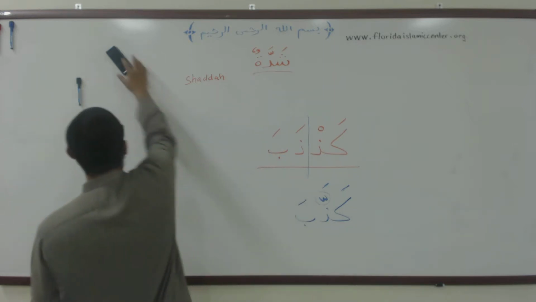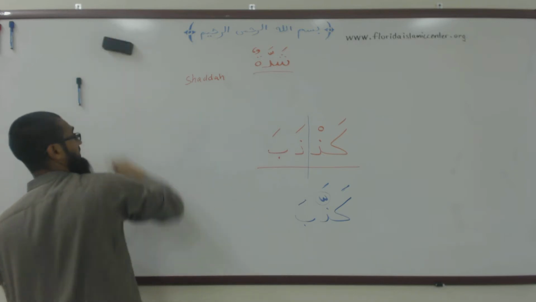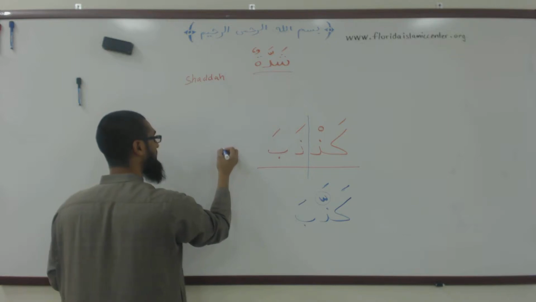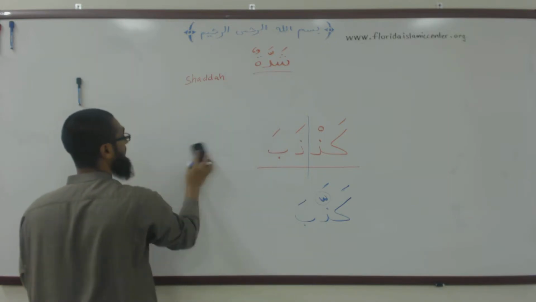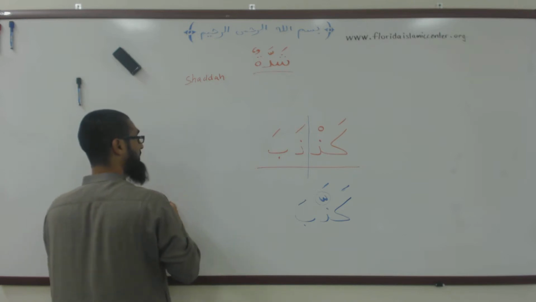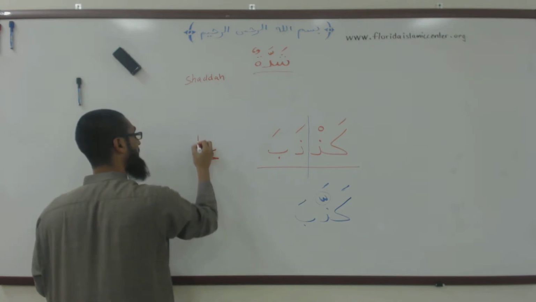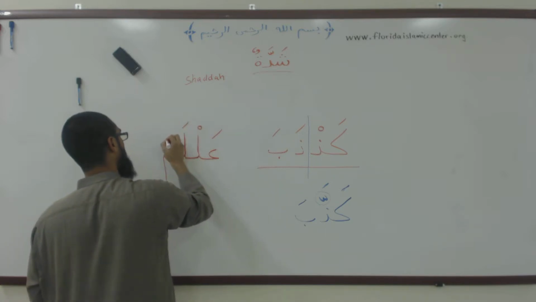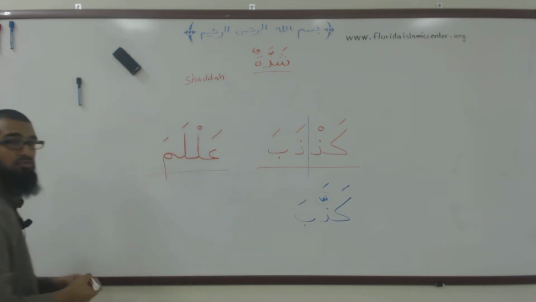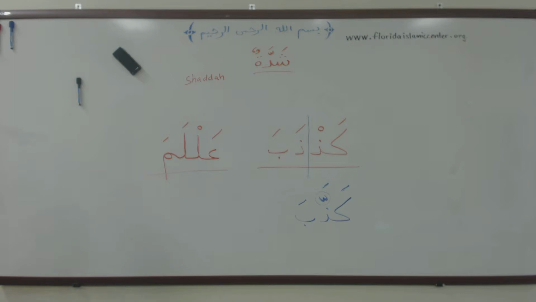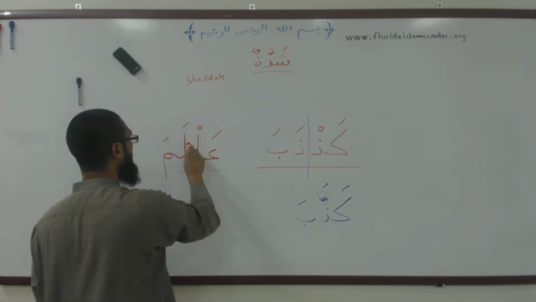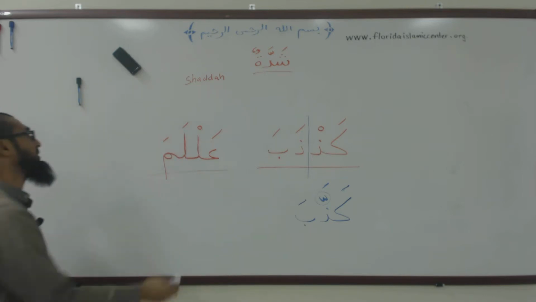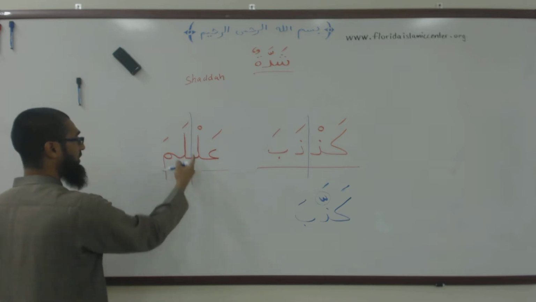Okay, let's do another one. I'm going to erase this. You want to write it down? Okay, let me put it on this side. I want you to try to pronounce that word for me. Ain with a fatha, lam with a sukoon, lam with a fatha, mim with a fatha. And break it into two, just like we did. Pronounce it.